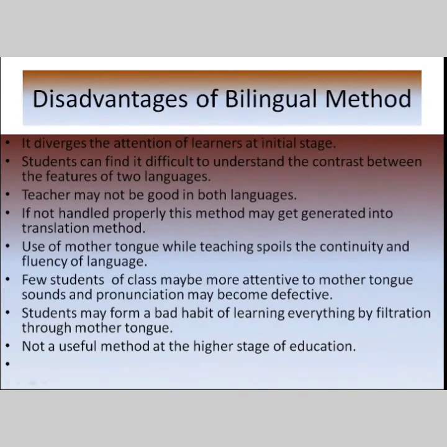Next, if not handled properly, this method may degenerate into translation method, and use of mother tongue while teaching spoils the continuity and fluency of the language. And a few students of class may be more attentive towards the mother tongue sounds, and in this way the pronunciation may become defective. And student may form a habit of learning everything by translation to mother tongue.